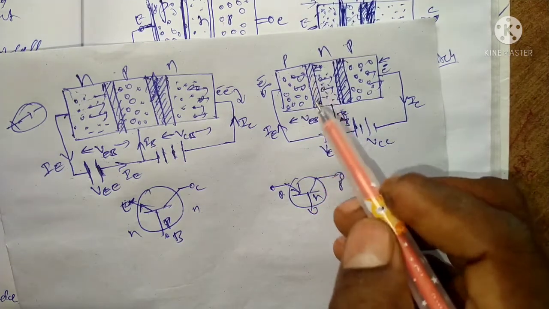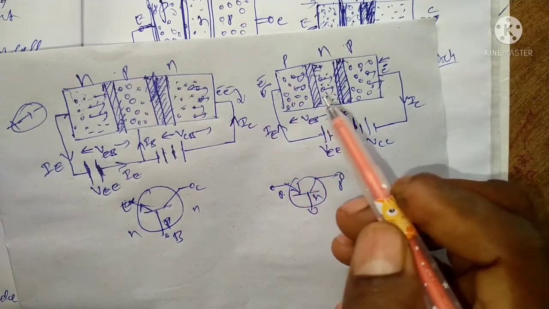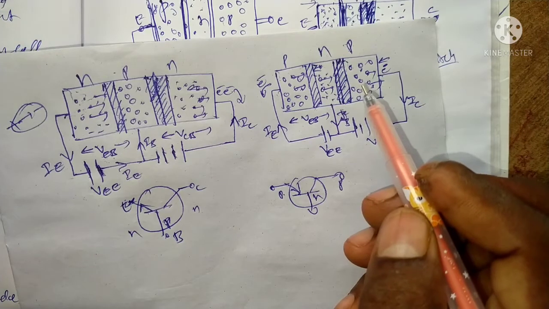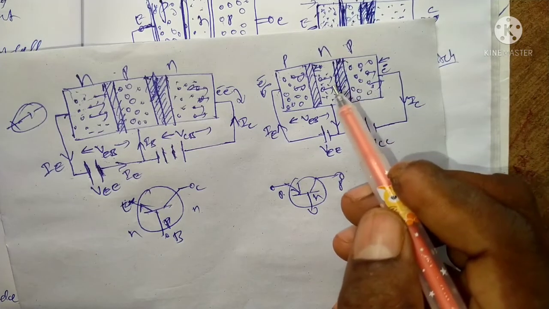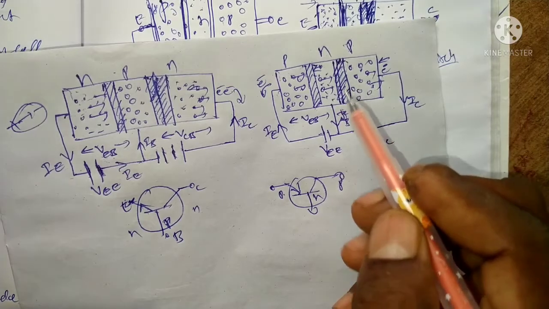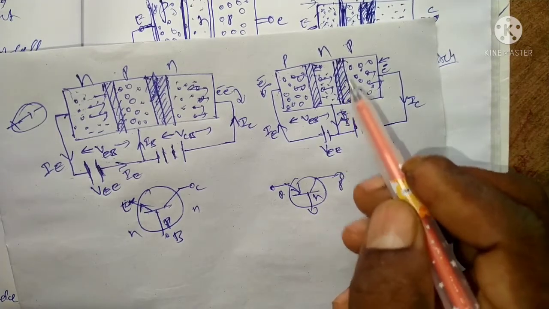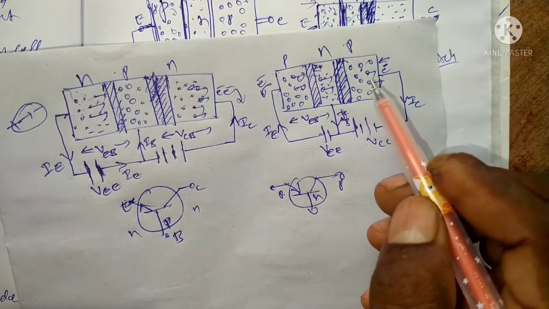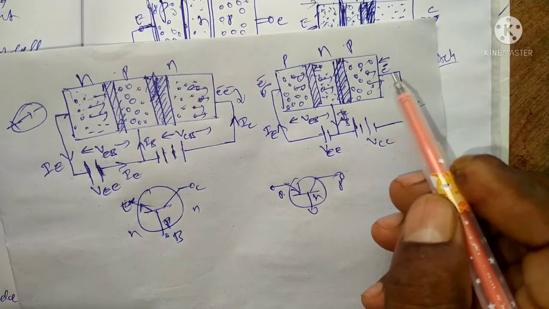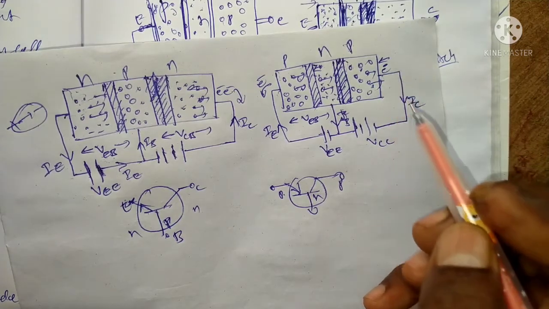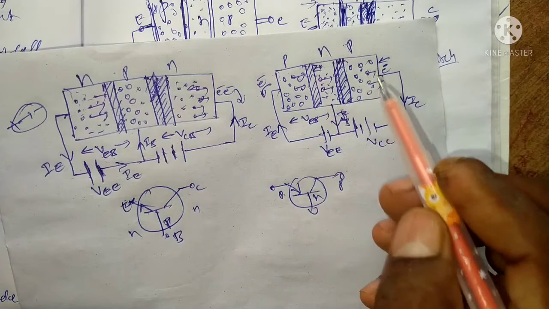This is the depletion layer between the emitter and base, and this is the depletion layer between the base and collector. The collector base junction is in reverse bias, so the depletion layer is very high and it gets low current. P is holes, so holes move in this direction and electrons in this direction. This is the collector direction in the PNP transistor.